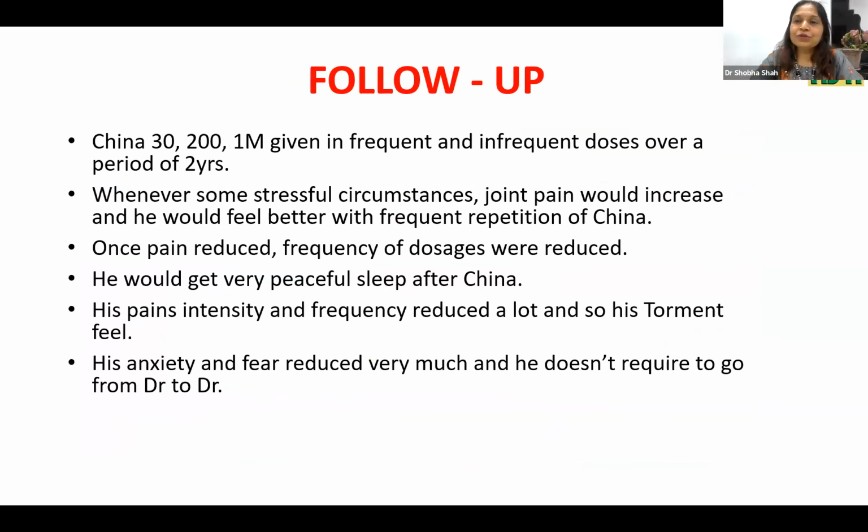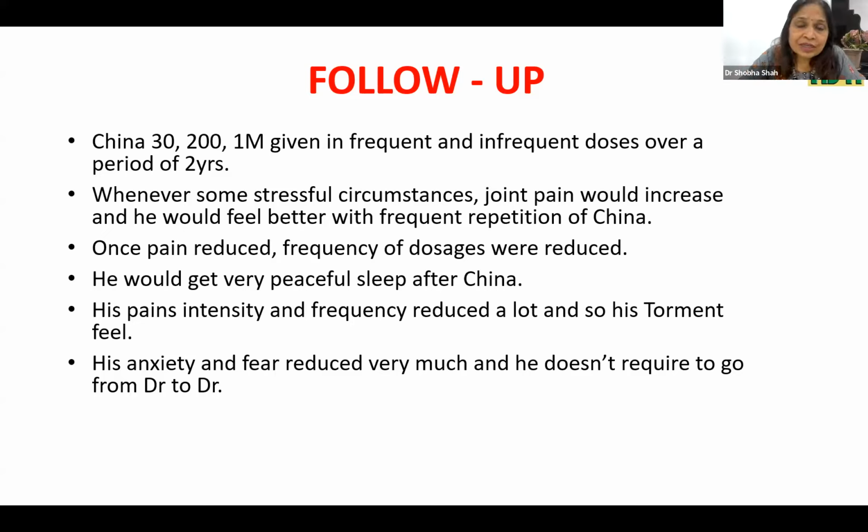So first I'll give you the follow-up, and then we go ahead with the understanding of China, and a little bit more I'll share my experiences so that you can also prescribe it more frequently in your practice. So China, I gave him in the 30, 200, 1M, in the infrequent and the frequent dosages. Whenever he would come with severe pains, that is the time I gave him the same potency of China in frequent doses, in the sense TDS doses, for 3 days or 1 week's time, whatever was needed. And after that, again go back to the infrequent dosages.